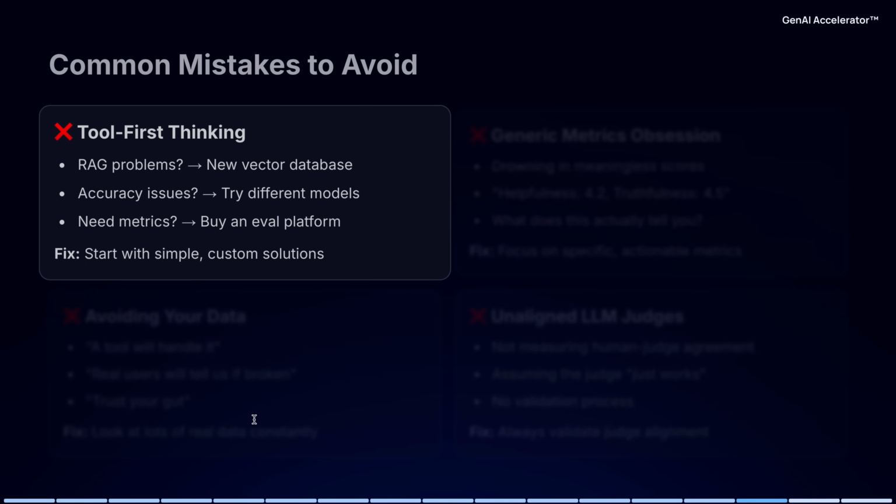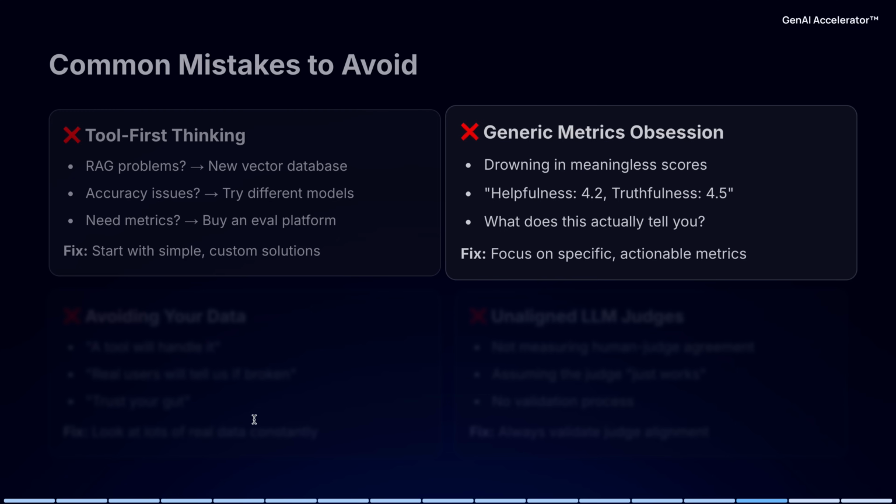So the first one is tool-first thinking. So do you experience problems with RAG? Oh, let's go to a new vector database because that is probably going to solve my issues. Do I have an accuracy issue? Oh, let's use a different model. Let's use a more powerful model. Need a metric? Let's buy an eval platform that gives us 10 metrics out of the box. And now the fix for this, just start simple and build custom solutions based on what you need.